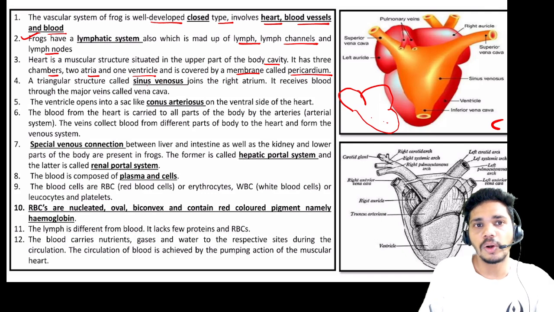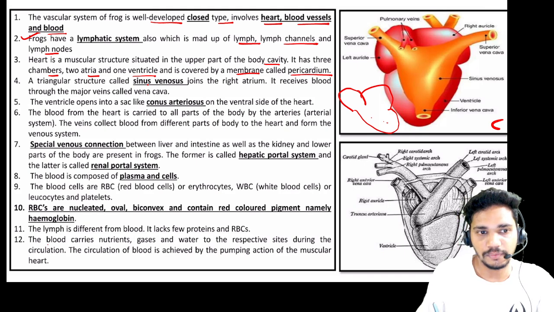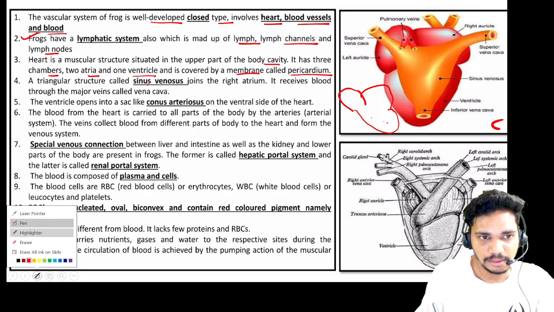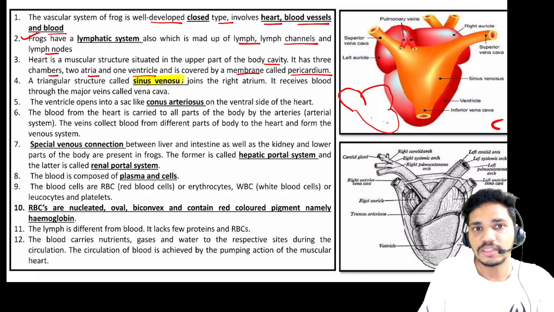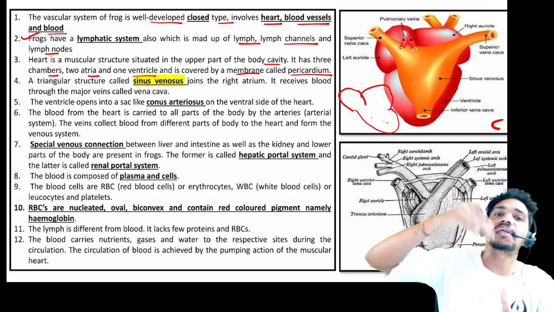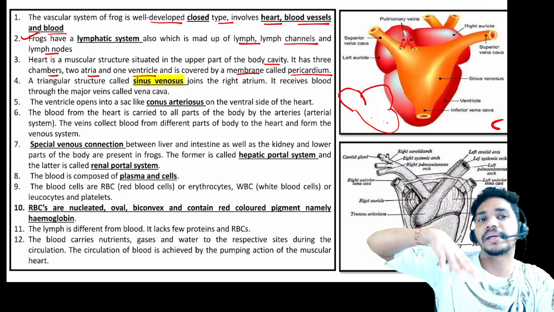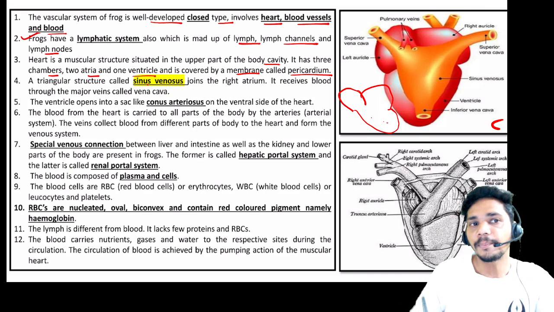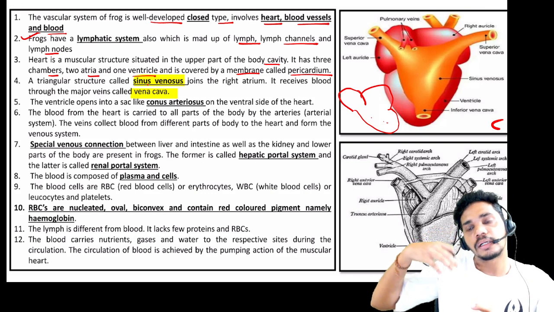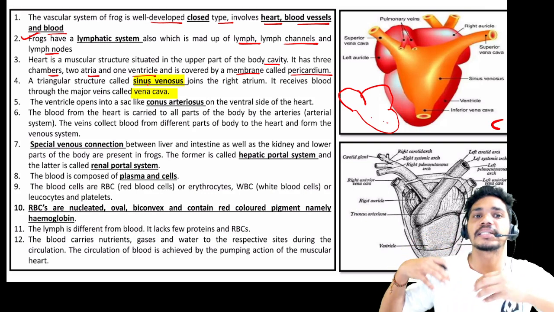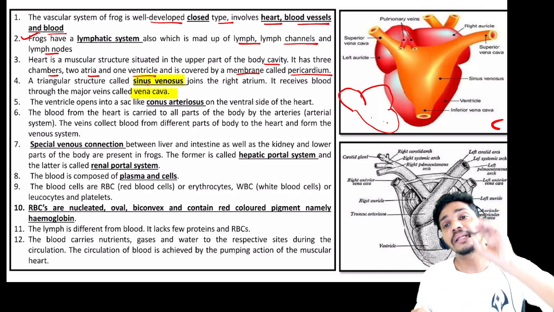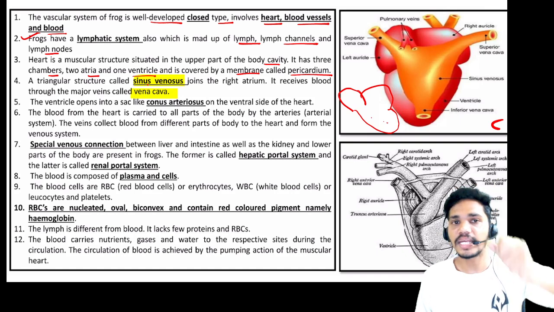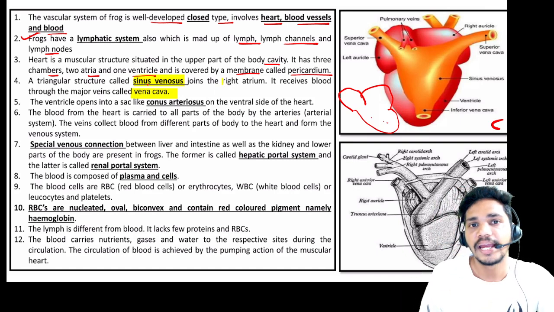A triangular structure called the sinus venosus. Sinus venosus is very important, so make sure you highlight that in your notes as well. Sinus venosus joins the right atrium. So directly blood is not going into the right atrium. Right atrium में नहीं जा रहा है blood. कहाँ जा रहा है पहले? Sinus venosus में जा रहा है. It receives the blood through the major veins called the vena cava. The vena cava carries the deoxygenated blood from all the body parts. It does not directly go to the atria. It goes first to the sinus venosus, and then from sinus venosus it goes to the right atrium.